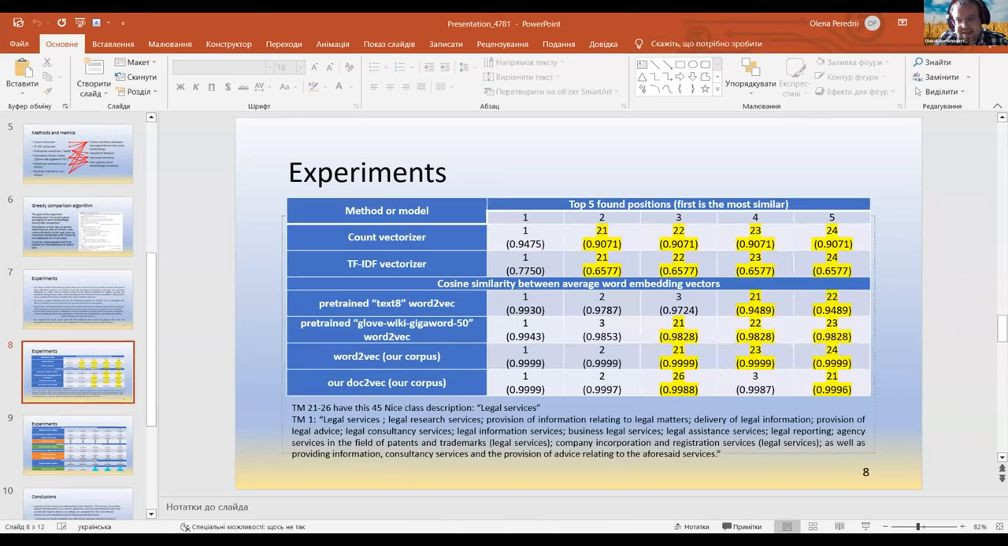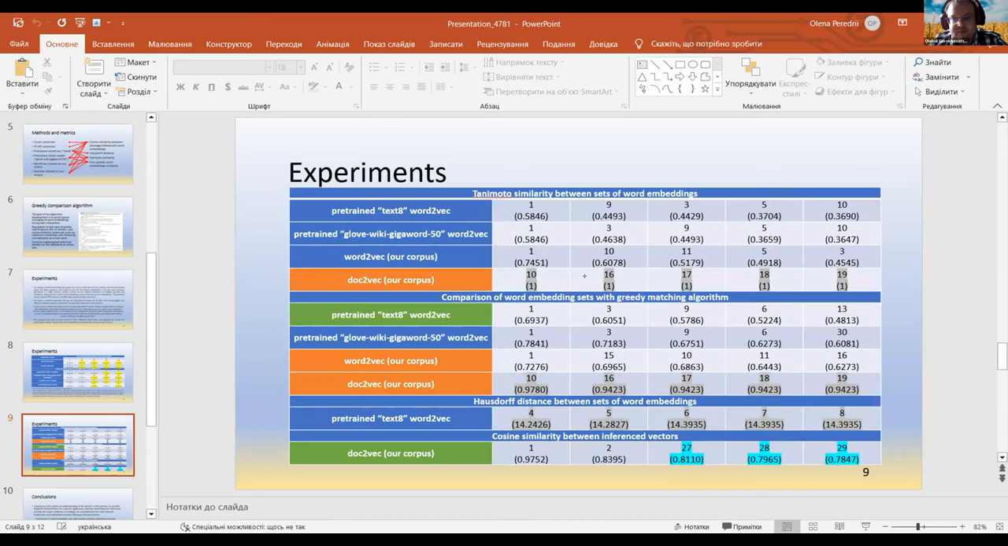So as a result of these methods, as shown there, we have a lot of very short trademarks with very short descriptions, and that's not what we wanted to find here. So this is the next part of experiments with other methods, other approaches.